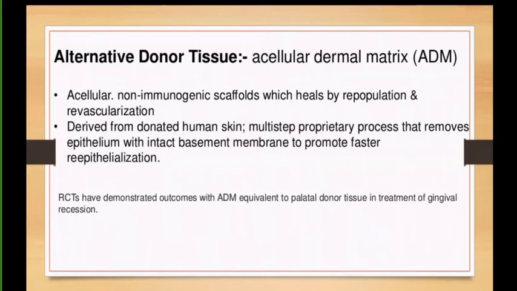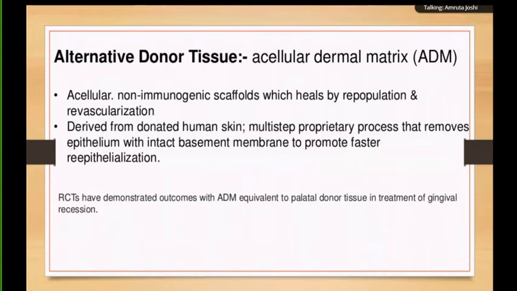Now, everyone will say, why unnecessarily create another donor site, if there is a material available synthetically that we can use instead of a free gingival graft? So yes, there is another material, acellular dermal matrix. But again, there are various factors such as cost, it is expensive, and availability.